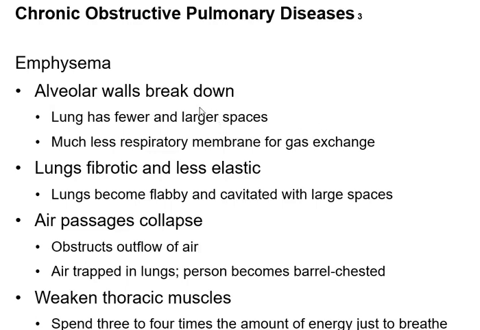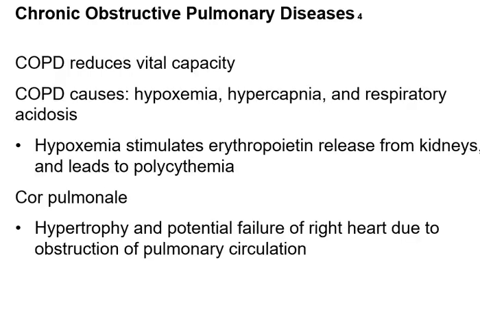Some more things that you should know about emphysema is we talked about the alveoli, they break down and are replaced by scar tissue. You end up with air trapped in your lungs that you can't get out. So the person becomes barrel chested. Their ribs stick out really, really far. But here's the thing, they spend 3 to 4 times the amount of energy just to breathe. So where you're breathing in, breathing out effortlessly, they have to put in so much energy that every breath is an effort.